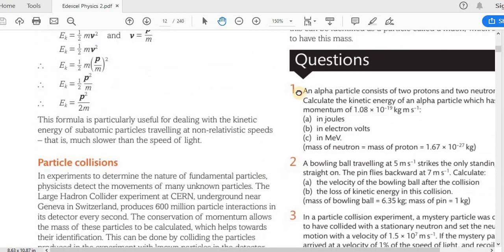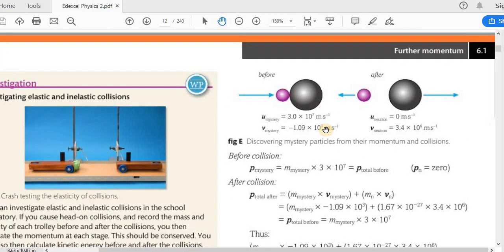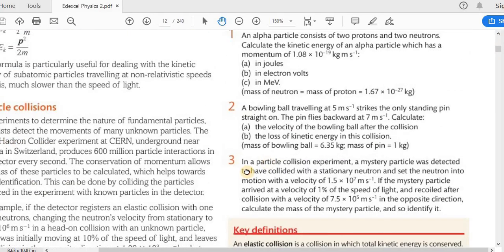Then after collision, and leaves the collision in the opposite direction. So in the beginning, let's say this was moving to the right, and now after collision it moves at this speed in the opposite direction. That's why they have a minus sign. So if you consider to the right as positive, whatever is to the left will be negative. Okay, so we have 1.09 × 10^3, but the negative sign is used to indicate it is moving in the opposite direction.